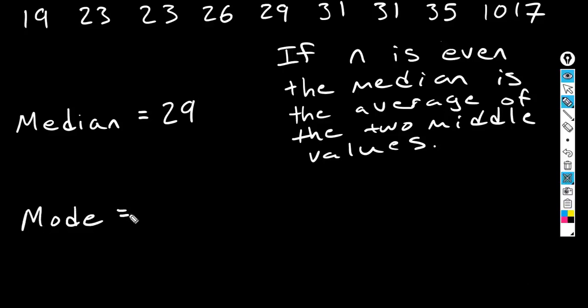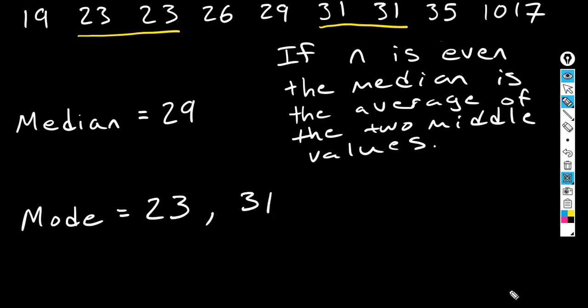Then our mode is just the most frequently observed value. We just scan this and see that 23 has 2, and 31 also has 2. All the rest of our numbers have just one occurrence: there's only one 19, one 26, and so on and so forth. So 23 and 31 are both the most frequently occurring, which means our mode is 23 and 31.